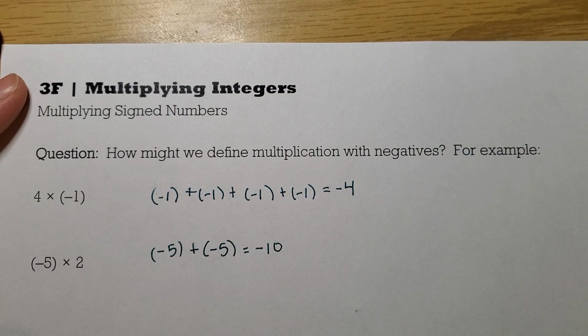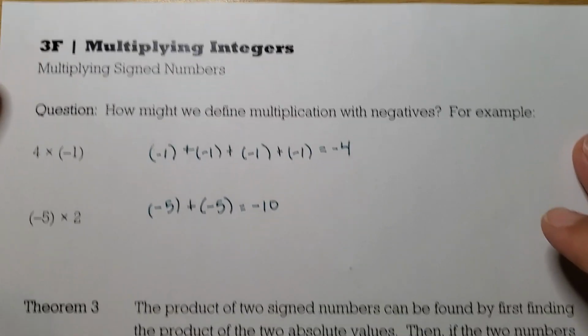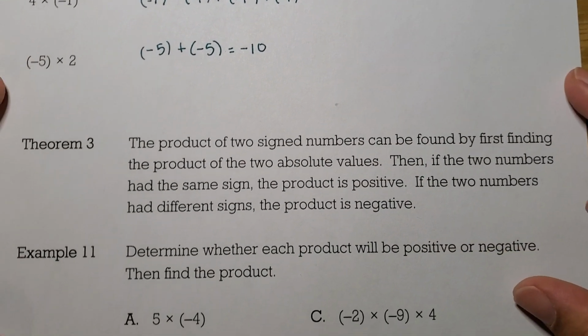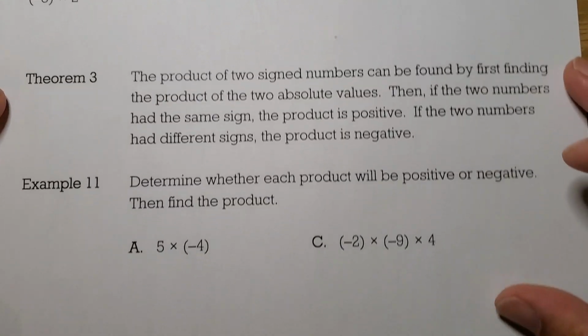You could play around some more and experiment to see what happens if you multiply 2 negatives. But we're just going to move on to the theorem, the rule, and apply it in an example.